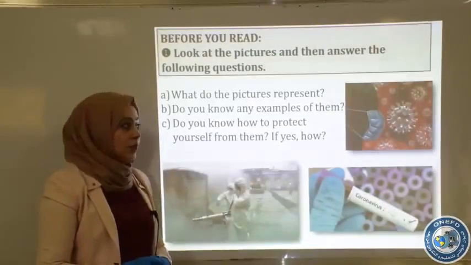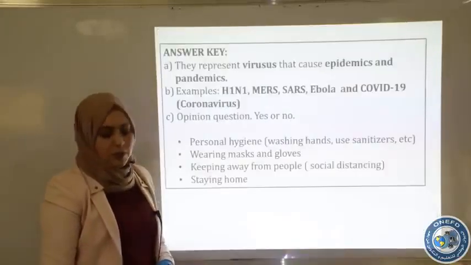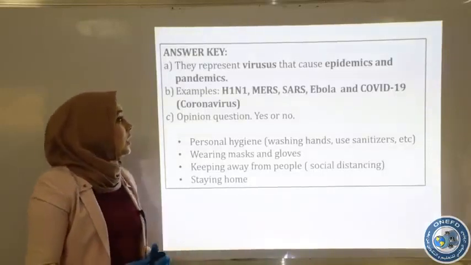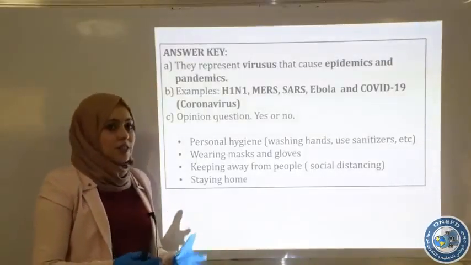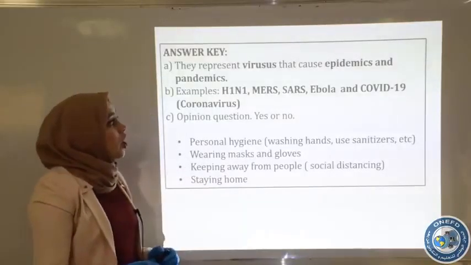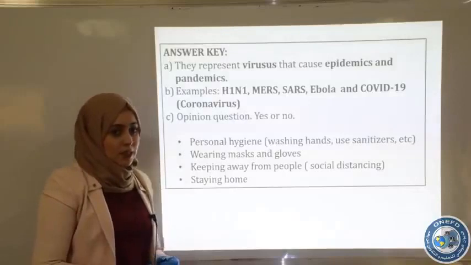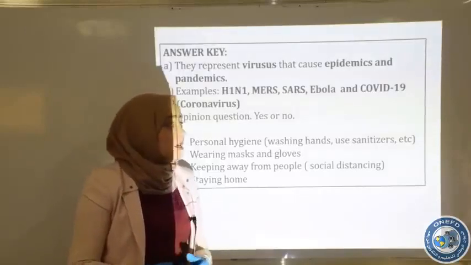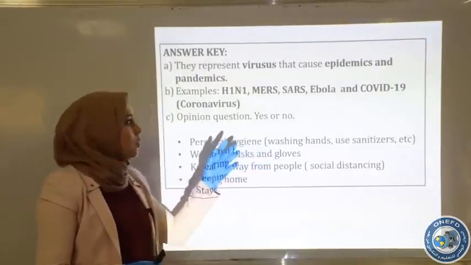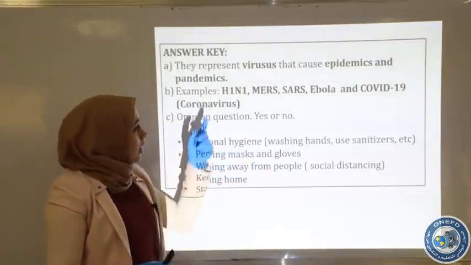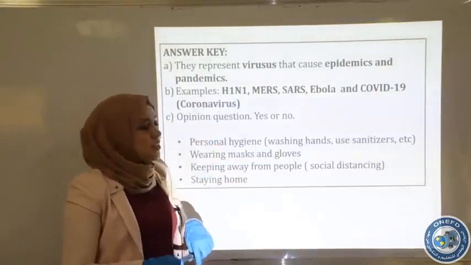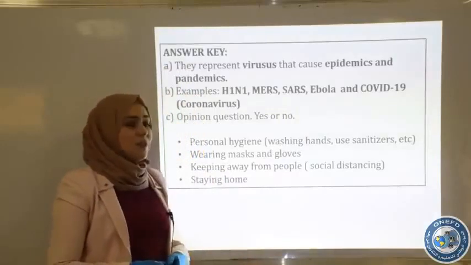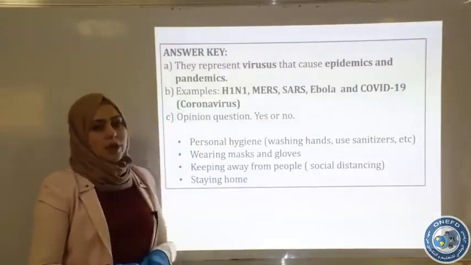Okay, I hope that you answered all the questions. Now let's look at some of the examples of answers that my students provided. So for the first question, we can say that the pictures represent viruses that cause epidemics and pandemics. Okay. For B, examples, we have so many examples of viruses or pandemics and epidemics. We're going to take the latest examples. We have H1N1, we have MERS, we have SARS, we have the Ebola virus, and the last one, which is the COVID-19, or commonly known as the coronavirus.